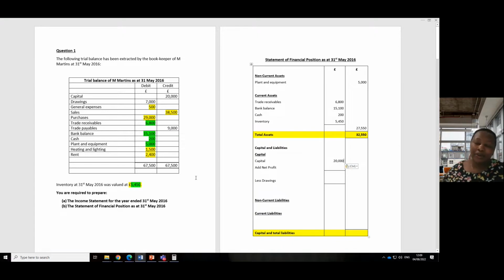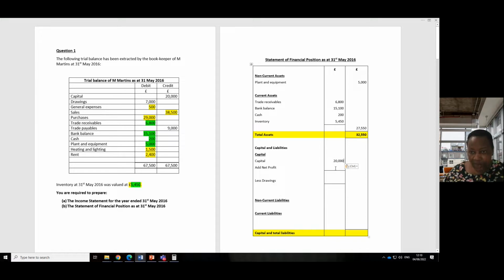We're going to add profits to our capital. We have said, things that increase our contribution, our ownership in the business, is retained earnings. So adding back profit into the business, and what can reduce our capital ownership in the business is losses or drawings out of the business. So if we had made a loss in our income statement, we would have less the loss. But because we've made profit, we're adding the profit.